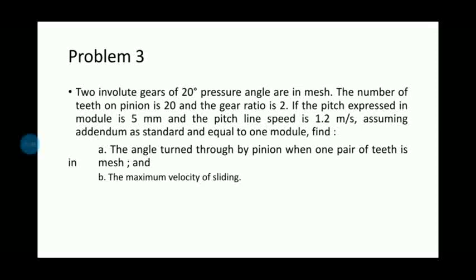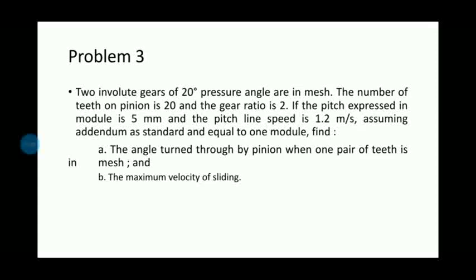Then next, assuming addendum standard and equal to one module. When we say assume addendum is equal to one module, it means the value of addendum is one module. One module is 5 mm. So addendum will be 5 mm. That is Ra minus R is 5 mm in both cases.